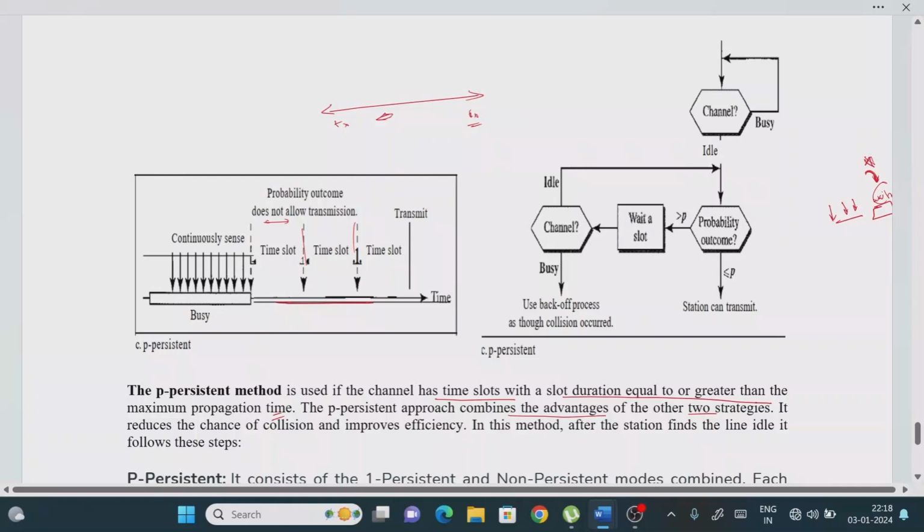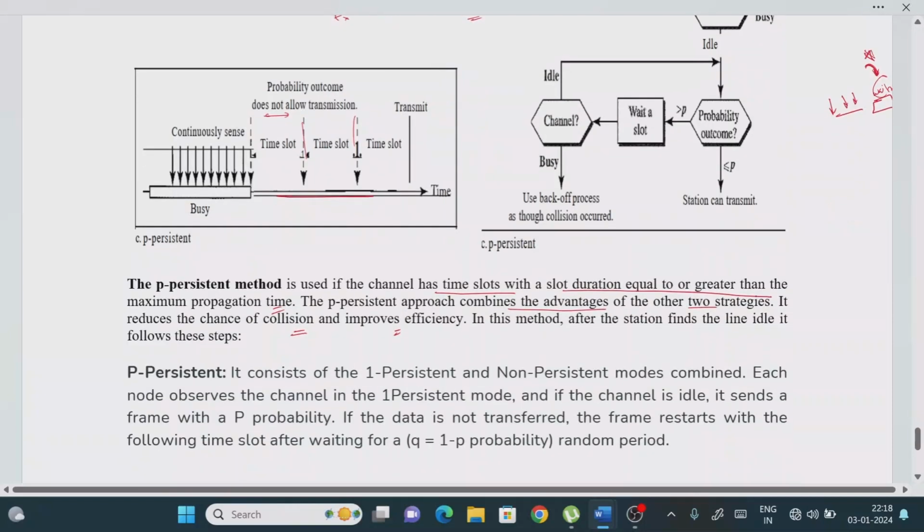So this p-persistent method is the combination of what? The two strategies, right? It reduces the chances of collision. It cannot reduce the chances of collision 100%, but it will improve the efficiency compared to those two persistent methods, right? Now we will see what steps it is going to perform.